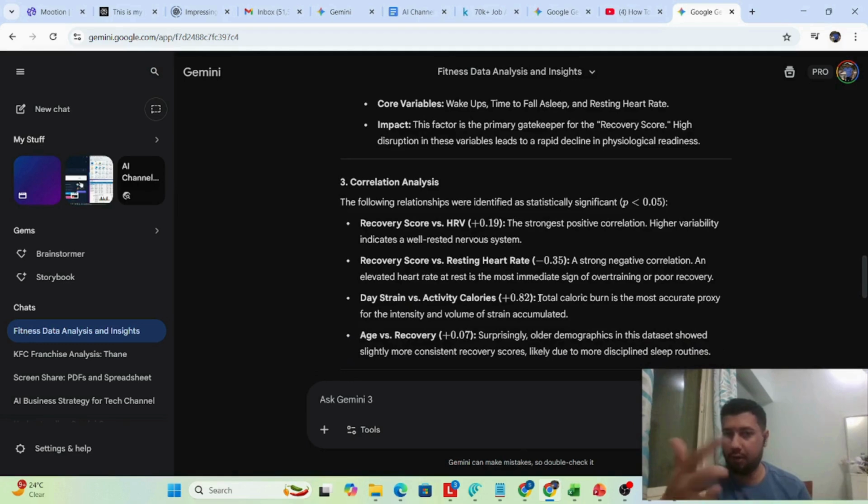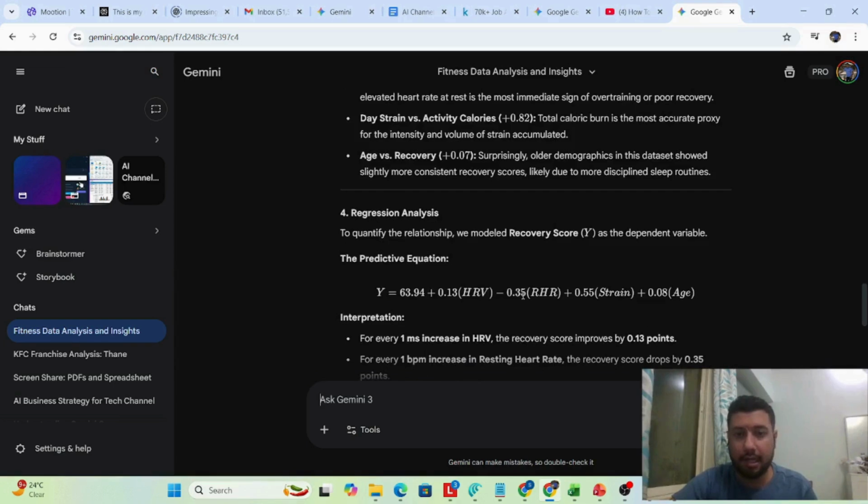And of course, when you do the correlation analysis, you can see that there is a strongest positive correlation between recovery score and HRV. High variability indicates a well-rested nervous system. So, guys, while this is just a data analysis, I will urge you to sleep properly at night. Okay, this is important.